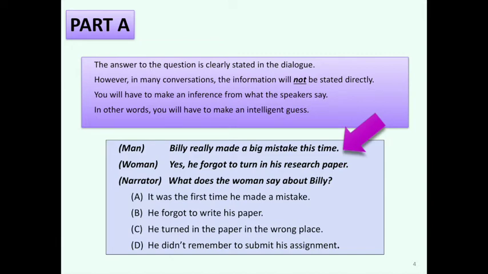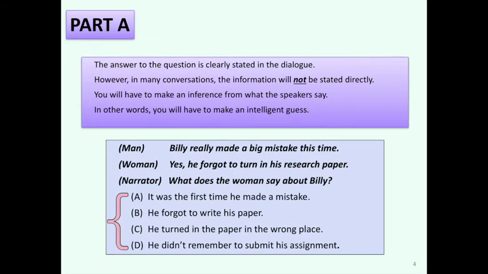Billy really made a big mistake this time. Yes, he forgot to turn in his research paper. So then the question is, what does the woman say about Billy? A, it was the first time he made a mistake. B, he forgot to write his paper. C, he turned in the paper in the wrong place. Or D, he didn't remember to submit his assignment.